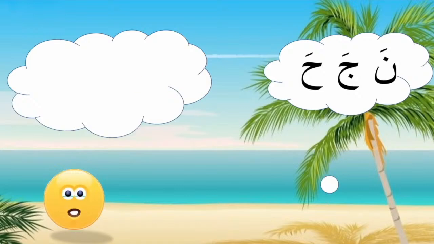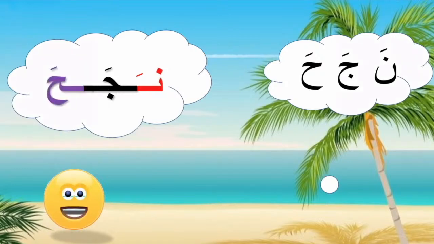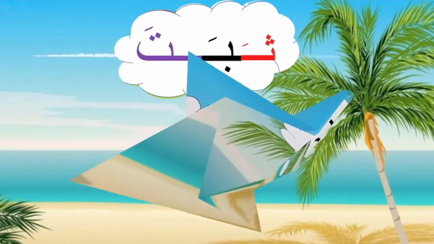Okay. Next I have na, ja, and ha. Let's put them together. Na, ja. Now I want you to tell your mom, what is the sound of these two letters together? Excellent. So we have na and ja. When we put them together, it will be naja. Then we'll add the last letter ha. Together, it will be najaha. Very good.